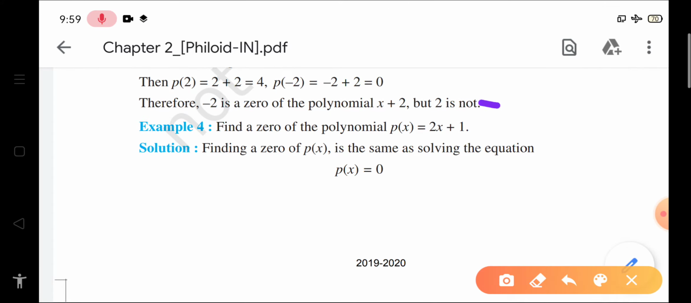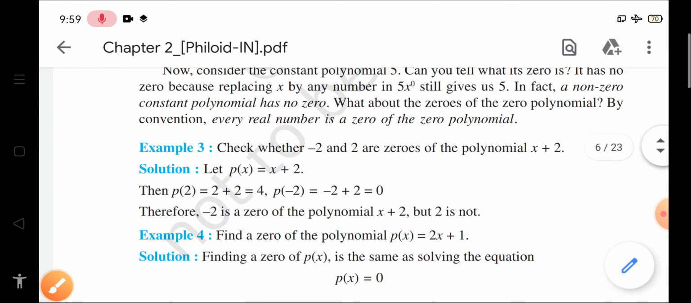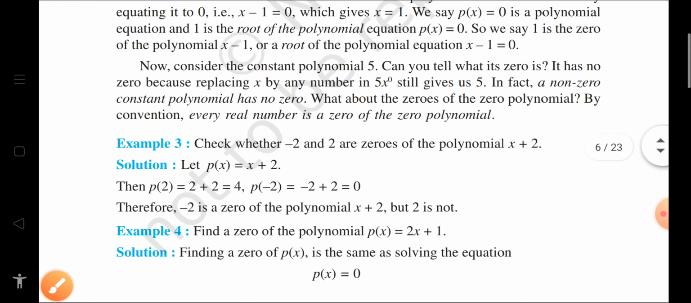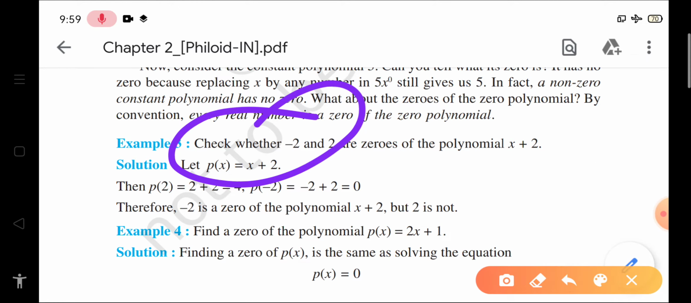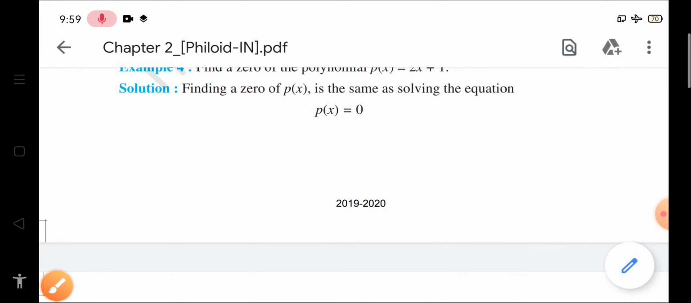This type of question is most important: find the zero of the polynomial. Here it is written find the zeros of the polynomial, and the previous question was check whether. See the difference. So these are two different types of question. This one is check whether -2 and 2 are the zeros of the polynomial, so you have to put individual values, but here it is written find the zeros of the polynomial. So how will you find it?